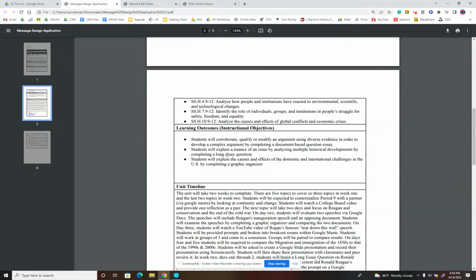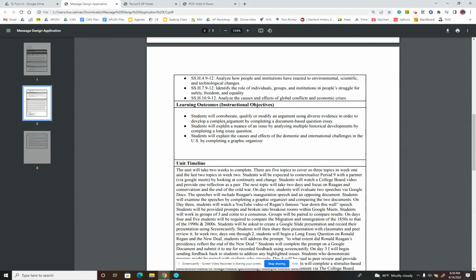The outcome for me in this unit plan is to tackle one of the more difficult things for students to do, and that is the ability to corroborate, qualify, or modify an argument. They would do this with various documents in the form of a document based question, and that's the focus of this lesson. More importantly, they need to be able to analyze the documents themselves. For our course, we break that into what we call a HIPP analysis.